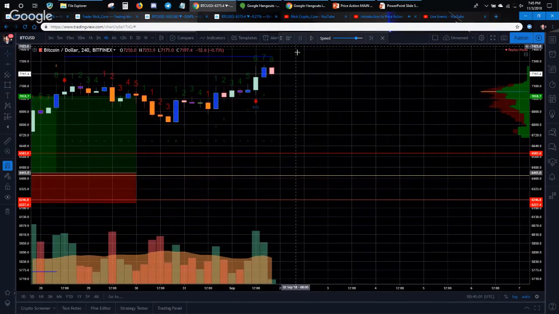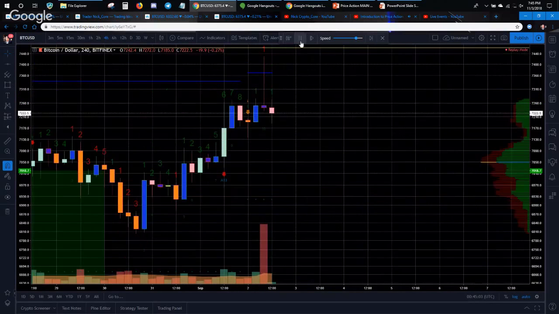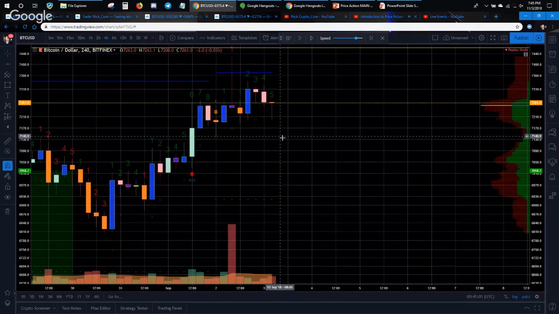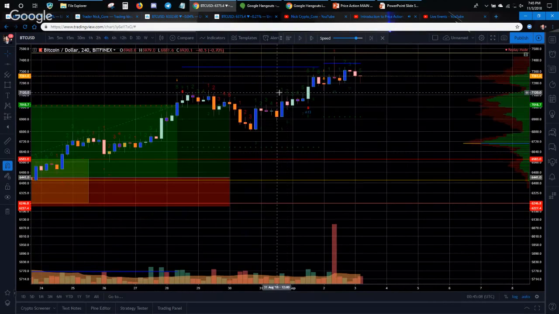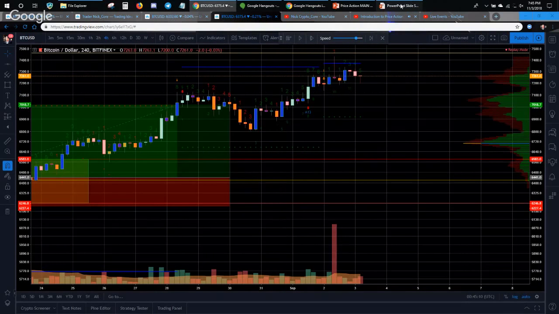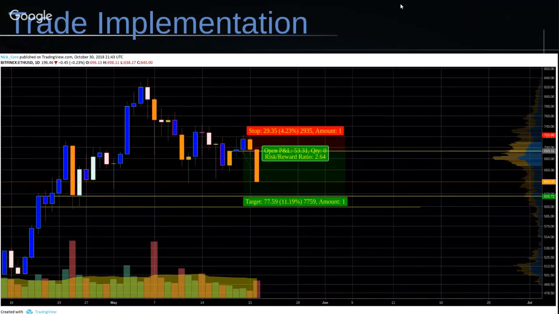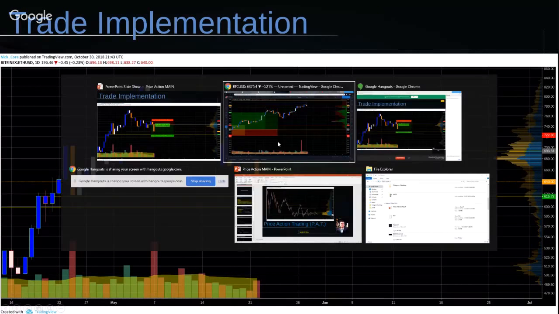Most price action traders would not be entering into any trades through that chop, but we ended up forming another trade. I should back this up, but I won't. So, and that's your trade implementation, but let me go back because I didn't really cover that.